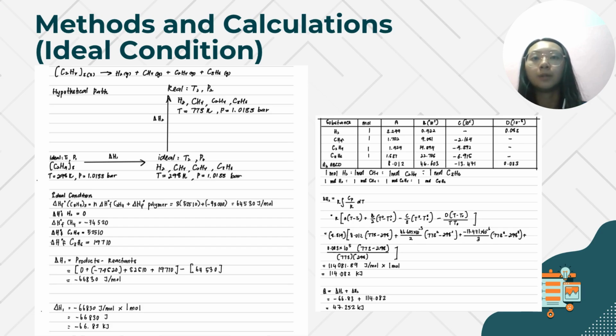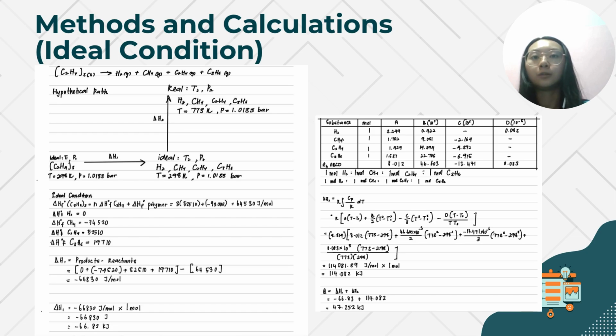For delta H1, the Hf of HDPE (C2H4)n is obtained by referring to a reference, while the Hf of the products are obtained from table C4. Next, delta H1 is calculated by the sum of Hf of products minus the sum of Hf of reactant. Then multiply with 1 mole to get negative 66.83 kJ, as the unit requested in the question is kilojoule. The number of mole is from the stoichiometry of the equation.